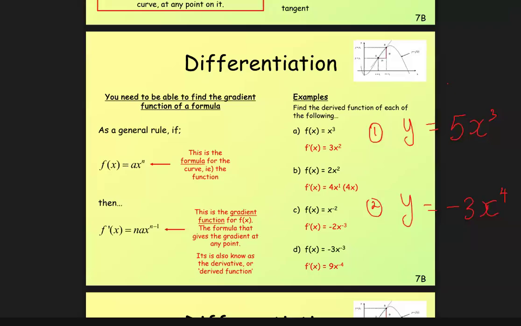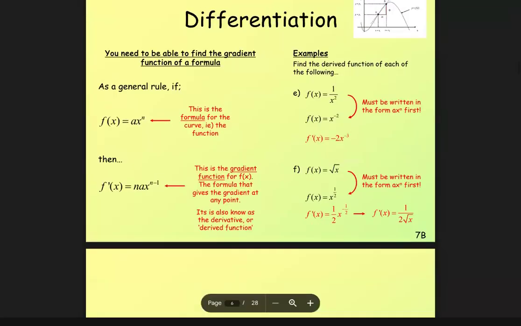So if you did it, dy/dx is equal to 15x squared. You bring the 3 here, 3 times 5 is 15, then minus 1 from the power. For this one, minus 3 times 4, x to the power of 3, which gives minus 12x cubed. So that's how to do that bit.